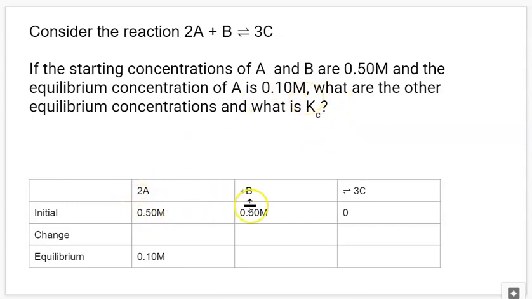Well, we know that the initial concentrations of both A and B are 0.5 molar, and the starting concentration of C is going to be 0 because it hasn't been formed yet. And we know that the equilibrium concentration of A is 0.1 molar. We can actually figure out everything else on this table and then also figure out Kc just based off of the stoichiometry.